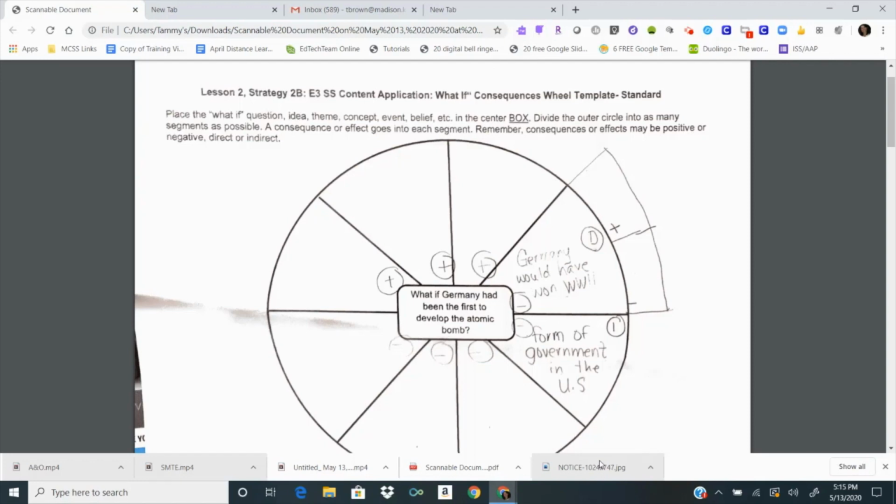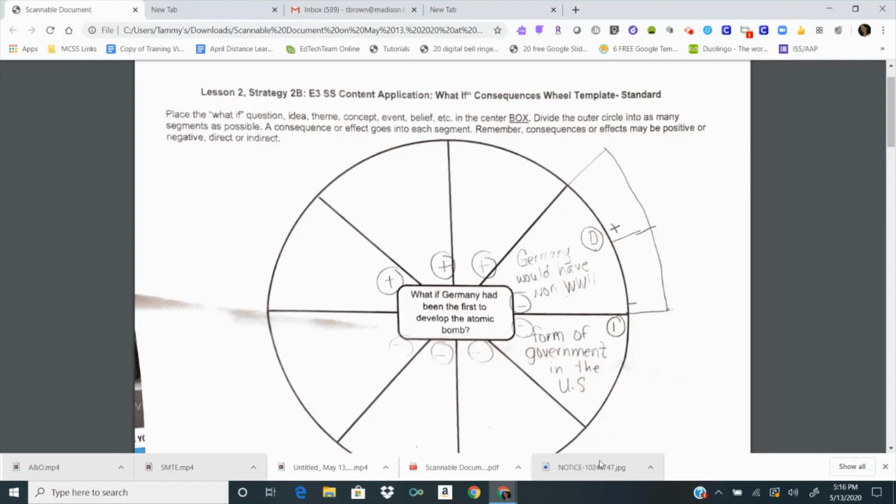Because in this particular situation that you see before you, what if Germany had been the first to develop the atomic bomb, you might not be able to come up with a lot of positives. Your students may not be able to. But always try to make it half and half. And as you see on this template, I've circled the positive and the negative sections for my students to write in. Then we go through as a group and we list our positive and negative consequences, and then we talk about the difference between a direct consequence and an indirect consequence, and we label those with the D and the I.